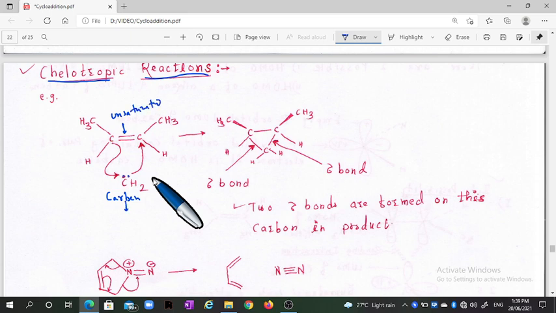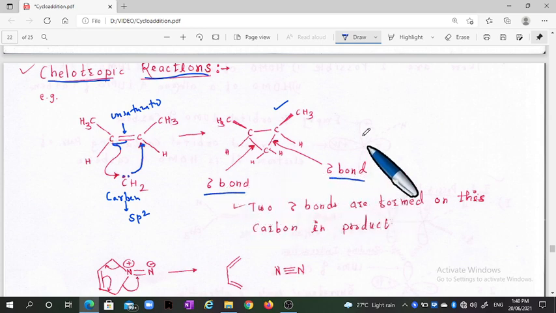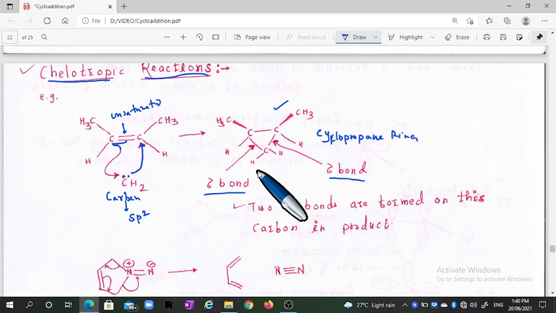In this case, the carbene is sp2 hybridized, and by such a mechanism this lone pair will first attack this double bond, and this double bond will attack the carbene, and we will obtain such a type of product. In the product, we have obtained two new sigma bonds, and this is a cyclopropane ring. This is a type of cycloaddition reaction.